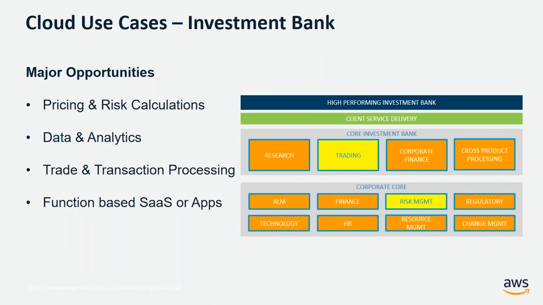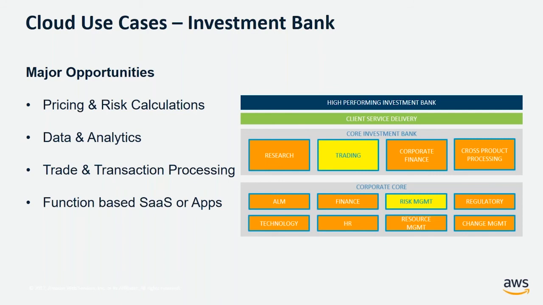Within a typical investment or wholesale bank, there are a number of opportunities that can take advantage of cloud attributes, in particular pricing and risk calculations, data services and analytics, trade and transaction processing, as well as function-based software as a service or specialist application migration to cloud. We've highlighted trading as well as the financial risk management functions here in the investment bank model on screen, as that's where we think most financial services institutions have either started migrating applications to private or, in some cases, public cloud, or are thinking about it, or hopefully will be after this call today.